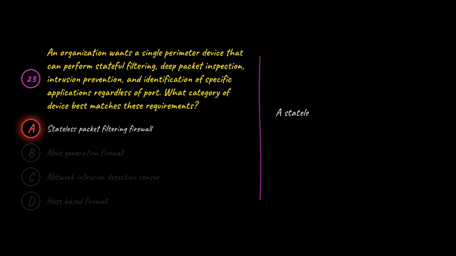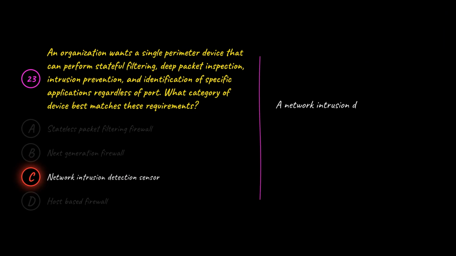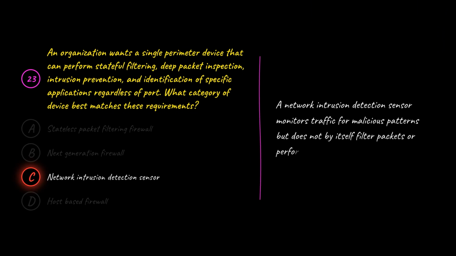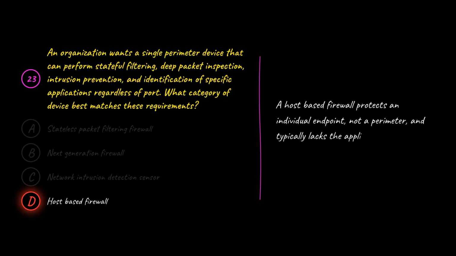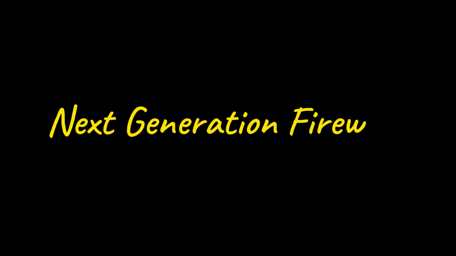A is wrong because a stateless packet filter only examines headers and cannot perform deep inspection or application identification. C is wrong because a network intrusion detection sensor monitors traffic for malicious patterns but does not by itself filter packets or perform firewall functions. D is wrong because a host-based firewall protects an individual endpoint, not a perimeter, and typically lacks the application-aware features listed.